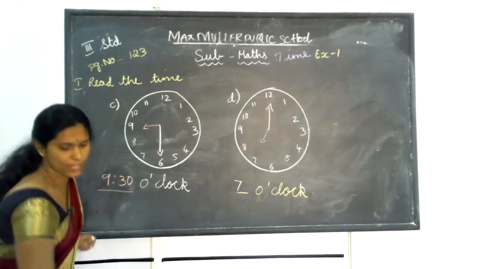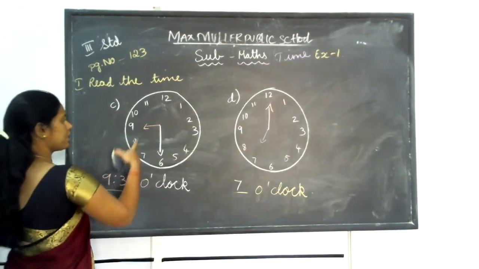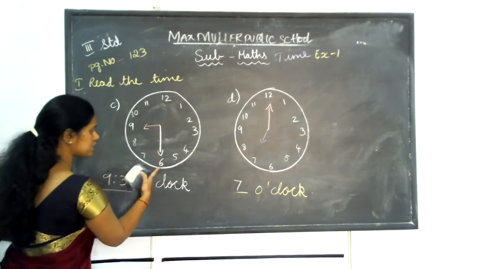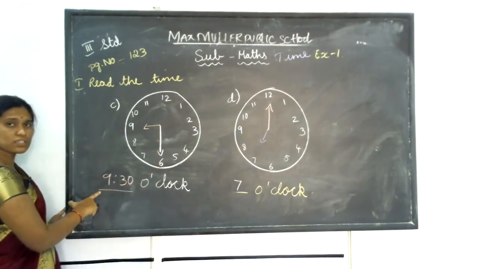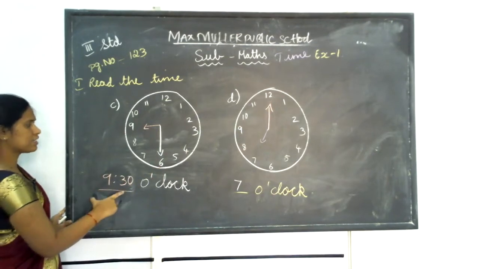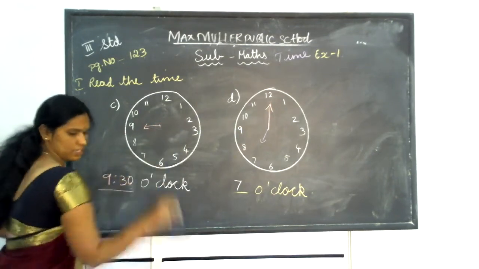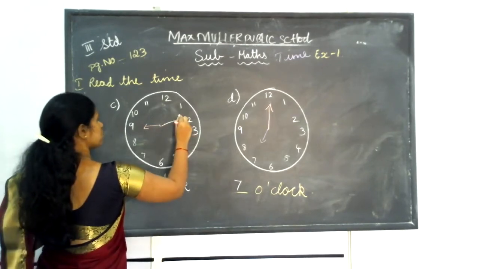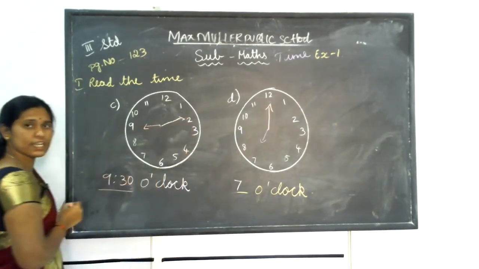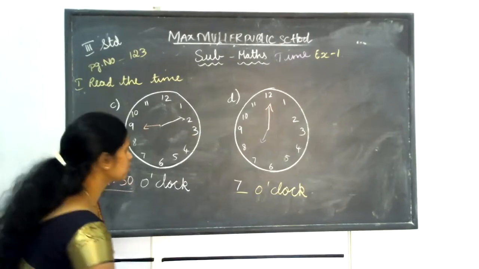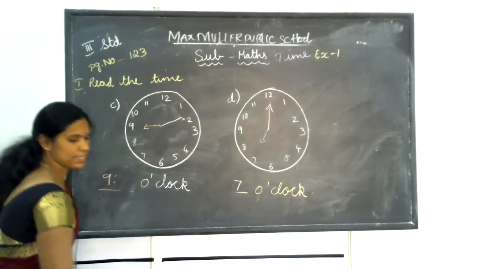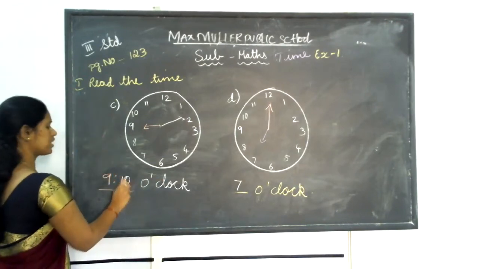Now, for example, the short hand is showing 9 and the long hand is showing 6. So what is the time now? 9:30. Now the long hand, if it is showing towards 10, what is the time now? 9:10. 5 twos are how much? 10. So 9:10. Understood, all of you?